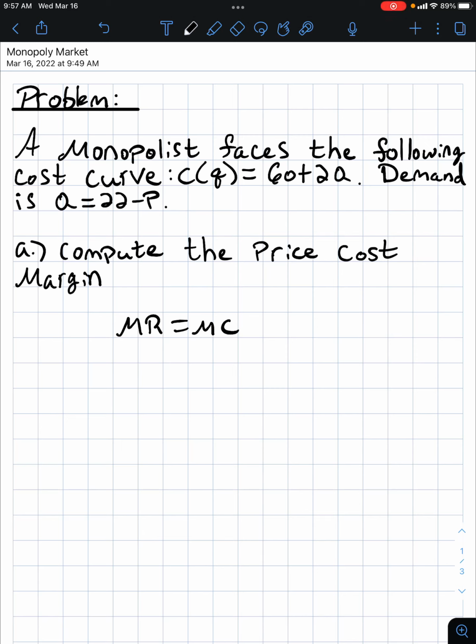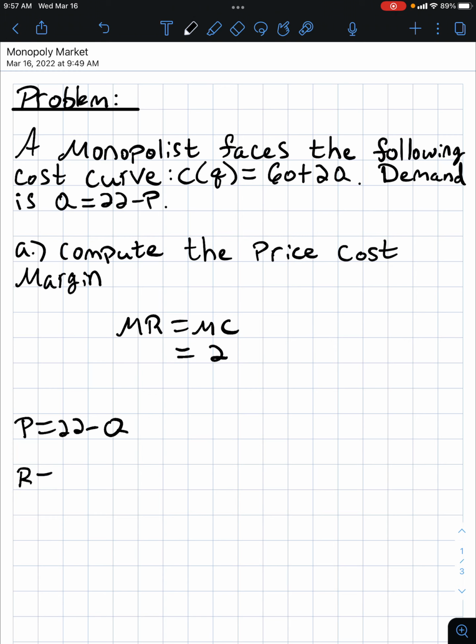We are given a cost function. To find our marginal cost, we just take the derivative of our cost function with respect to Q, and we get marginal cost is equal to 2. For marginal revenue, we need to first find our inverse demand. That's just simply switching our P and Q around. So we get P is equal to 22 minus Q.